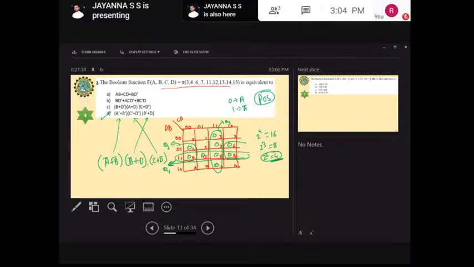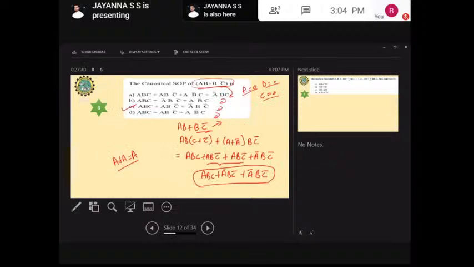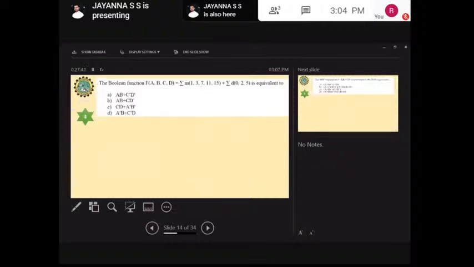Moving further to another problem. The Boolean function is given as an SOP expression with don't care conditions. They have asked for the equivalent expression, so you need to apply the K-map and identify which expression matches. They are given the minimal SOP expression. Since it has 4 variables, you are going to apply a 4 variable K-map. Just draw the 4 variable K-map.